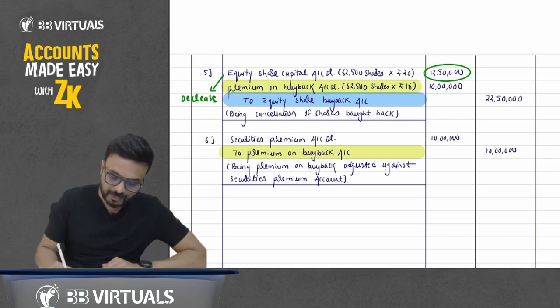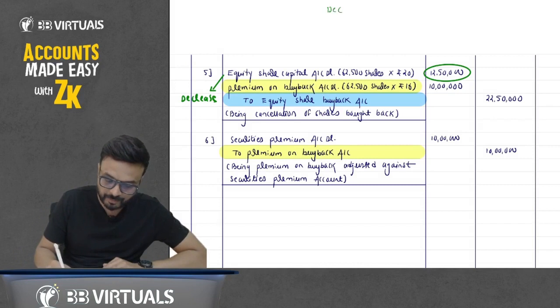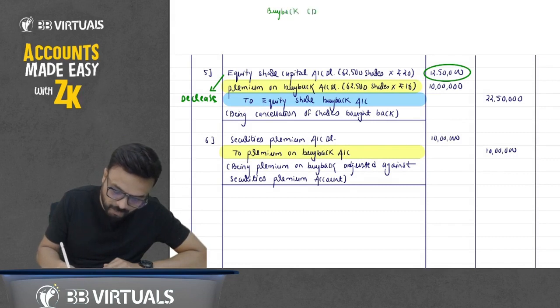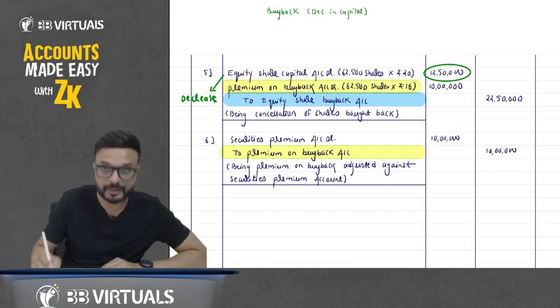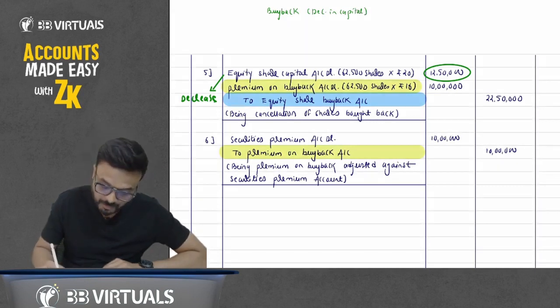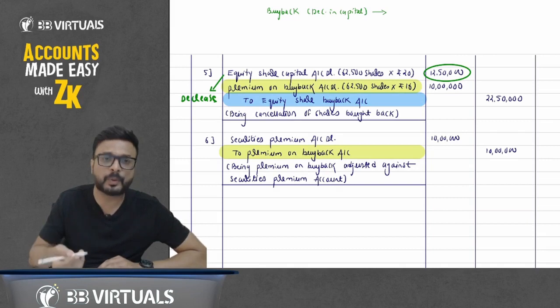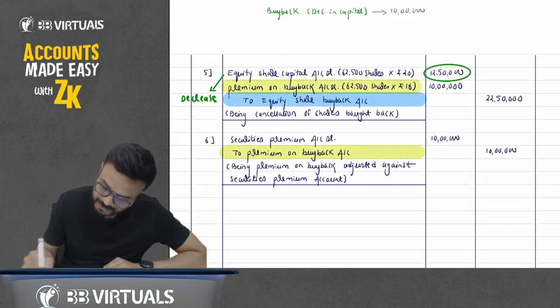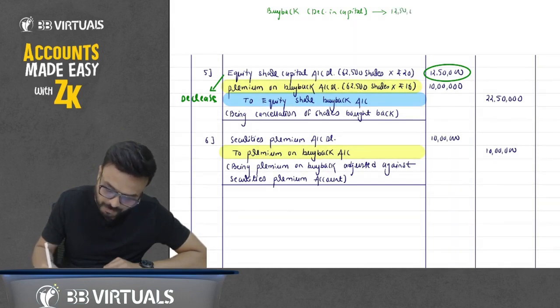When there is a decrease in capital, let me write here, just for a reference, at the time of buyback, there is a decrease in capital. So what happened, if there is a decrease in capital, suppose it is of rupees 10 lakh. Here how much is it, let's take the same figure. Suppose it is of rupees 12 lakh 50,000.